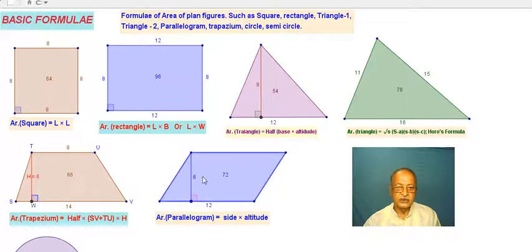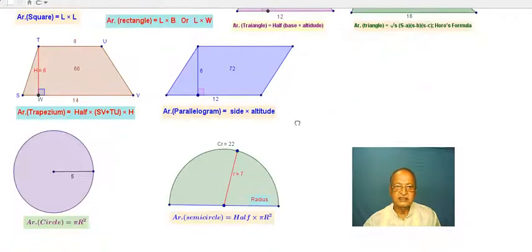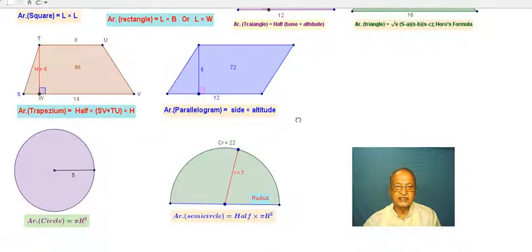taking, so this altitude we will take. If we consider this side, then from here we will drop a perpendicular, and this we will consider. In that case, the base side is 12 and the altitude is 6, so 12 into 6 is 72 square unit. So easily we can see and calculate by using this formula.